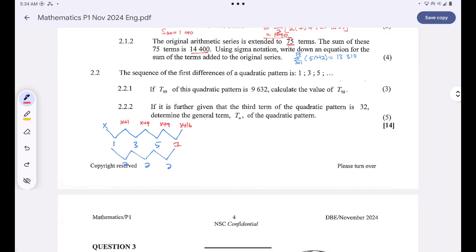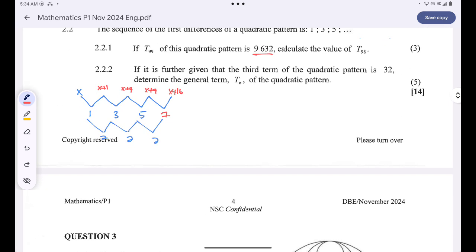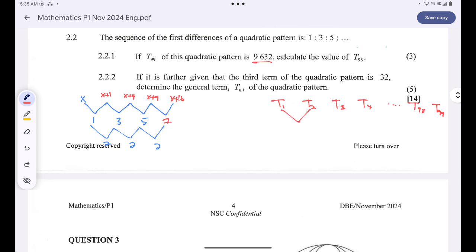If the 99th term of this quadratic pattern is equal to this, calculate the value of the 98th term. Let me show you guys how a quadratic number pattern is structured. You'll get the first term, second term, third term, fourth term. This will go on and on until maybe the 98th term as well as the 99th term. Now let's find the first difference.